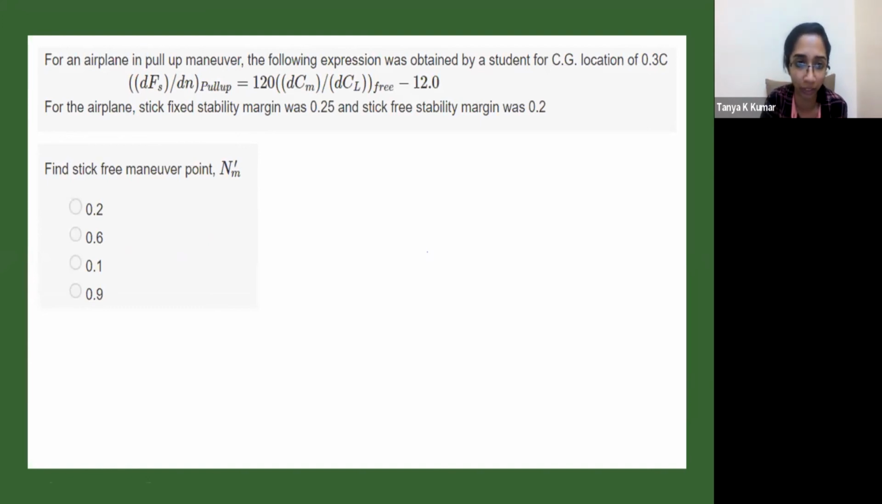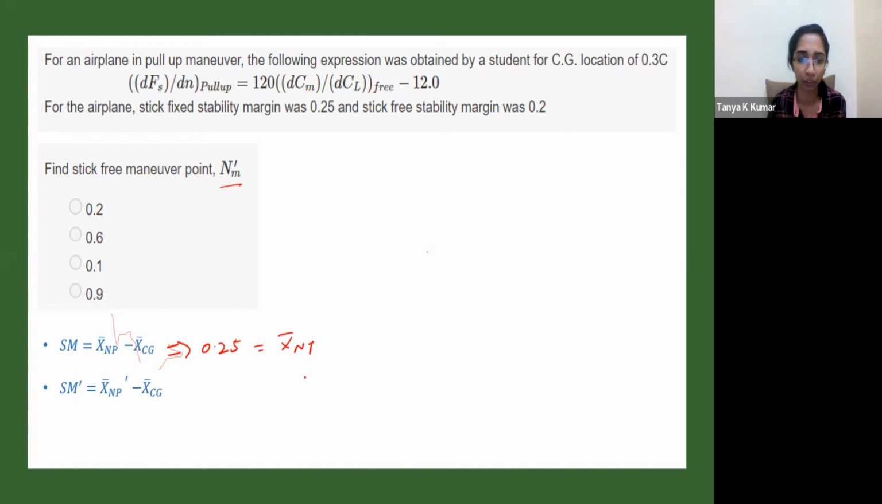So you have a static margin. How do you find them? And you have the CG. Okay, so these are the two equations. This is for a stick fixed case. That's not what's asked, but let's just go over that. For a stick fixed case, what is the static margin? The stability margin is 0.25.